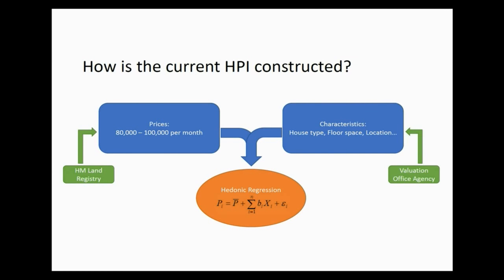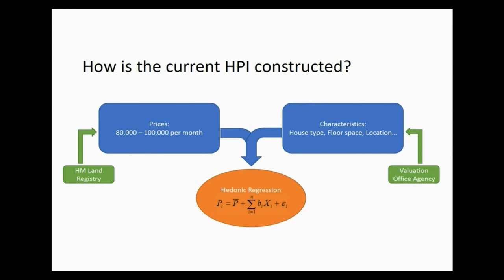And that data is combined with data from the Valuation Office Agency. For each house that's sold, you can look up in the Valuation Office Agency the characteristics of it. Is it a new house? What type of house is it? Is it detached, semi-detached, whatever? What's the floor space, and so on, and its location. So these two types of information are then combined using a hedonic regression. Essentially, the transaction price is explained by these various factors, in a similar way to the previous paper.